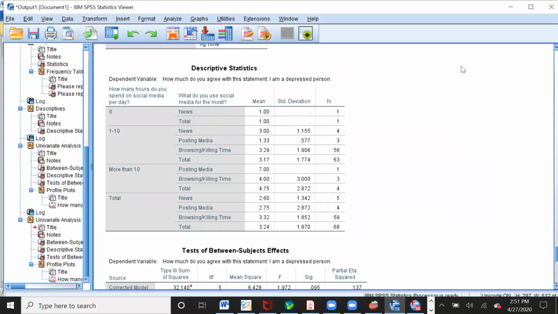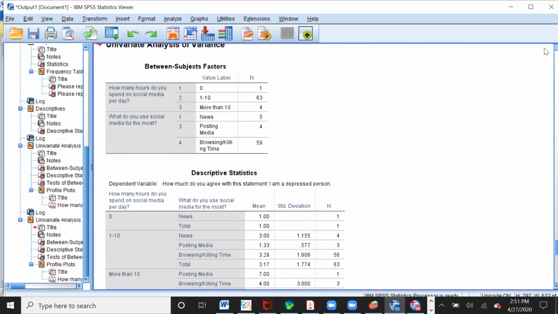So how many groups do you have in what do you use social media for most? 3 still. So news, posting media, and browsing killing time. These are what you're going to put in the parentheses. So 0 versus 1 to 10 versus more than 10. And then in the second parentheses, you're going to put news versus posting media versus browsing killing time.